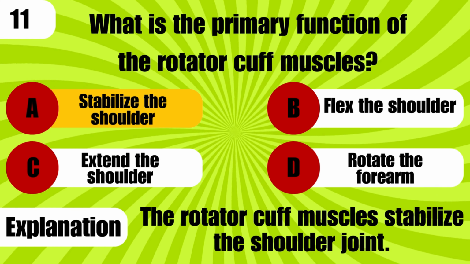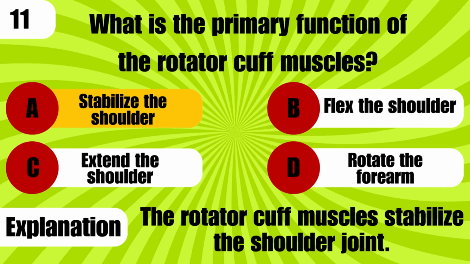What is the primary function of the hamstring? Flex the hip, extend the knee, flex the knee, rotate the knee. The right answer is flex the knee. The hamstrings flex the knee and extend the hip.